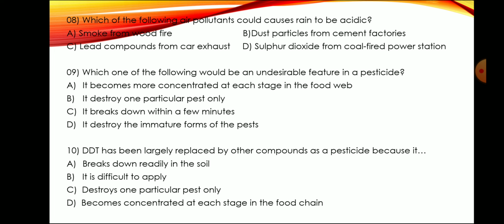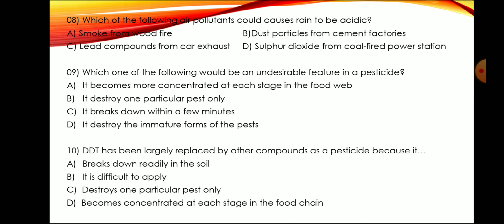The pesticide is continuously used for the protection of the crops. So these pesticides are concentrated in each stage of the food web and become harmful to the human beings besides other organisms. So the correct answer is A.